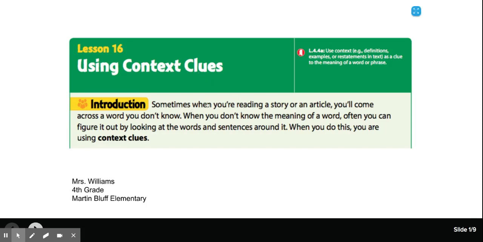I'm a fourth grade teacher, and today I'm going to be reviewing with you context clues. So, sometimes when you're reading a story or an article, you'll come across a word you don't know. When you don't know the meaning of a word, often you can figure it out by looking at the words and sentences around it. When you do this, you are using context clues. So if there is a word in a passage that you don't understand, you can look for clues around that word to try to figure out what it means.